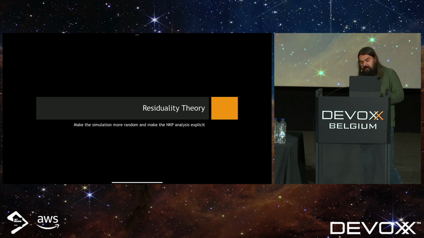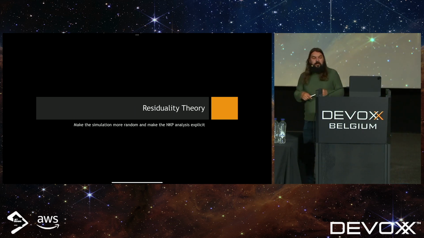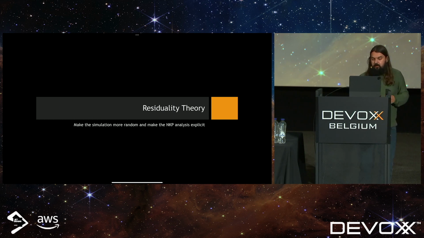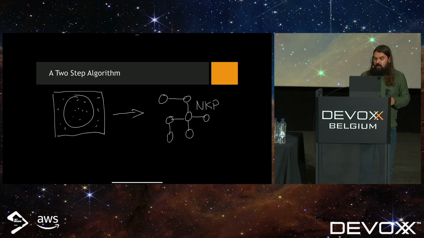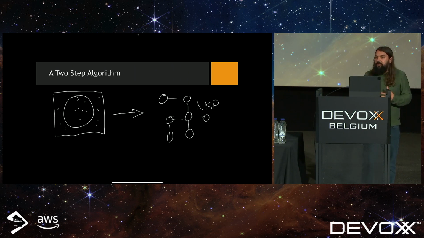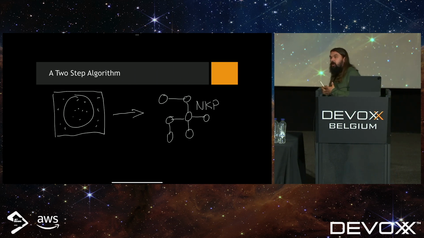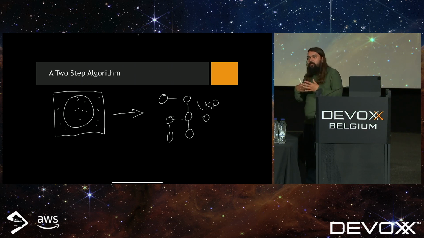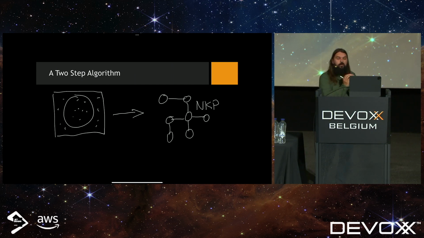And so when we combine these ideas with residuality theory, what we can do is we can make the random simulation more random and the NKP analysis explicit. One of the problems that we have when we're doing random simulation is that we're limited in that randomness. We're limited by bias, the bias of our stakeholders, the bias of ourselves. And we talk about probability, and we use probability and what we believe is likely to limit our random simulation of the environment so that it's not really random.